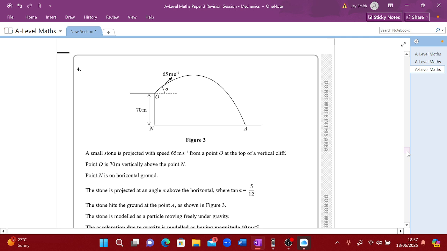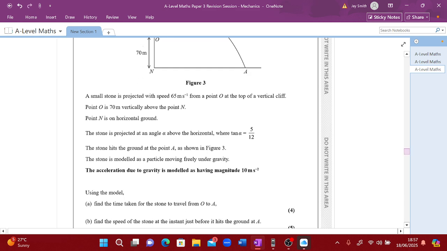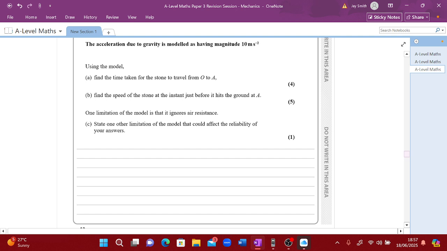A small stone is projected at the speed 65 from a point O. The point O is 70 meters vertically. They're giving all that for us, and we're given an angle tan alpha. The stone hits the ground at the point A. The stone is modeled as a particle. Okay, so it's the same stuff every time.